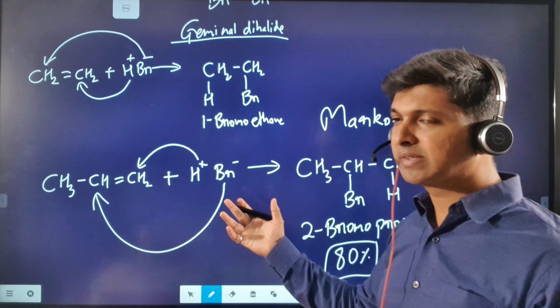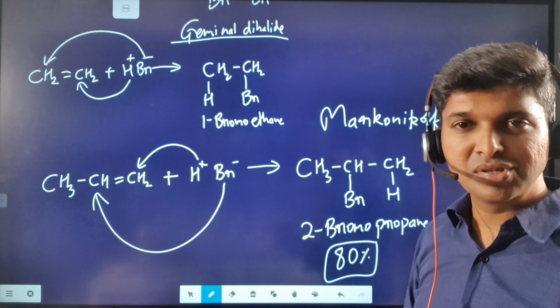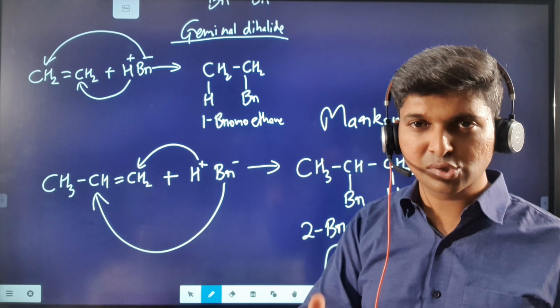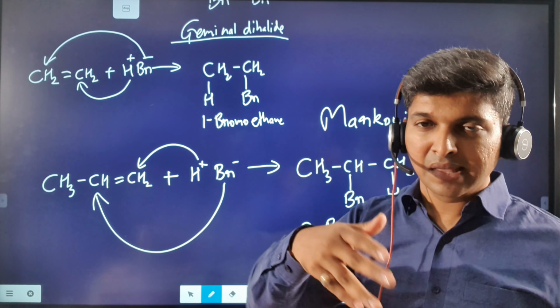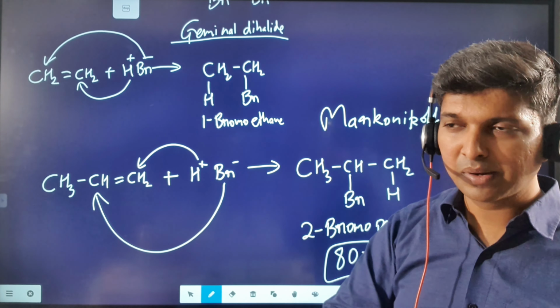Understand that it's an 80% rule, Markovnikov's rule, so 80% molecules follow the rule. Just like a traffic signal, when the red light comes on, 80% people follow the rule, they stop. But 20% people look here and there, and if there is no traffic police, they try to escape. So 20% people are breaking the rule, 80% people are following the rule.